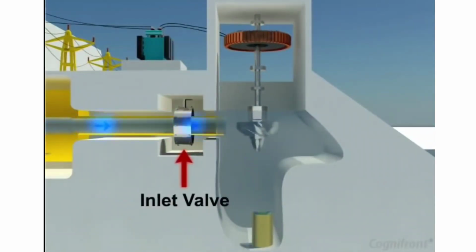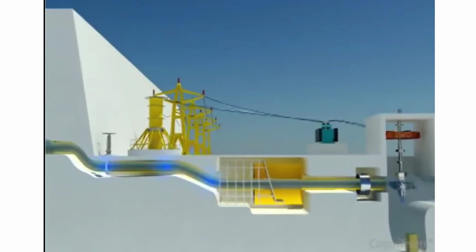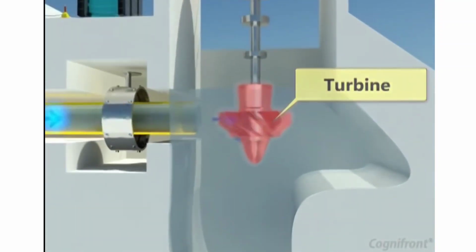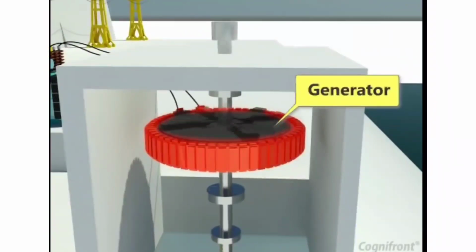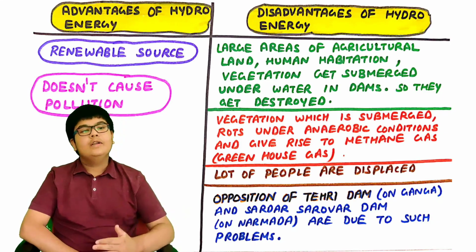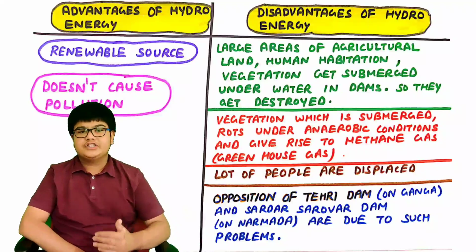In this process, potential energy of water gets converted into kinetic energy. This flowing water rotates the turbine. The turbine further rotates a generator, and this generator produces electricity, which is then supplied to our homes. Now let us see the advantages and disadvantages of hydro energy.